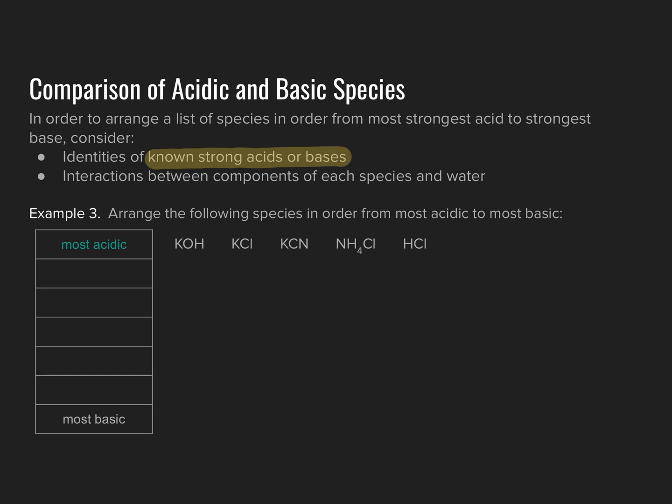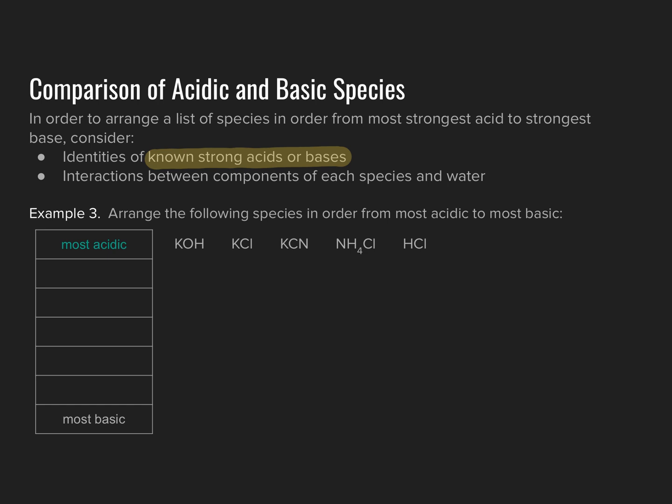Once we've eliminated those strong species and placed them in the appropriate orders, at that point we need to think about the component ions present in each species which might exhibit either acidic or basic properties, while at the same time considering if there are any weak species present that we might be familiar with from our general knowledge. So, long story short, let's go ahead and take a look at the example here.